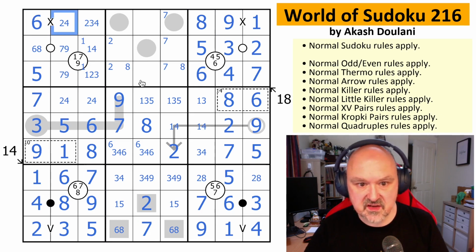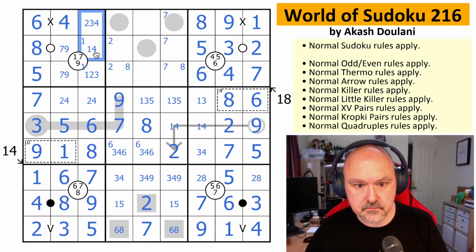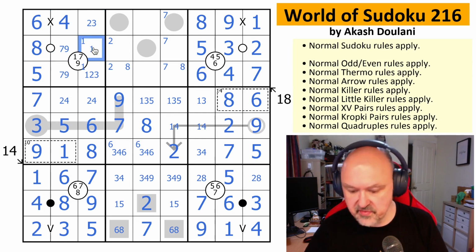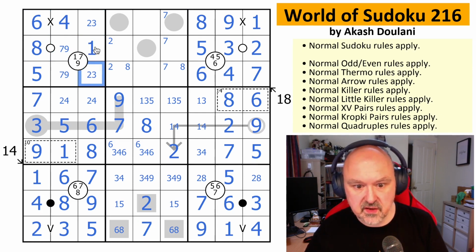That's a 6, so that's a 4. That's an 8, so that is either a 7 or a 9. There's no 4 in either of those, so that's the 1. This is not the 1. This is a 2-3 pair, so that's the 4 and that's the 2.